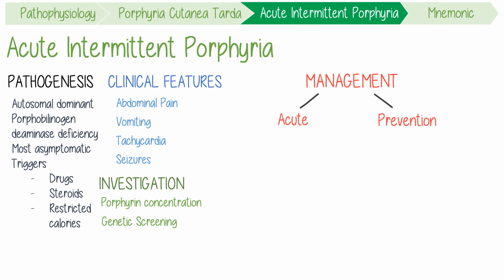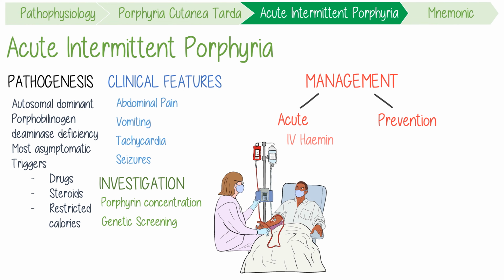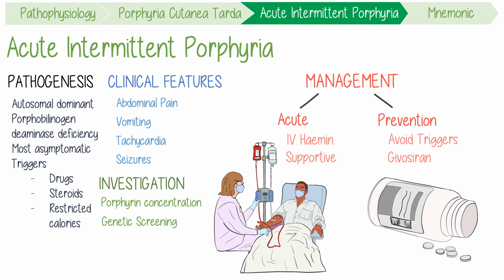Acutely, giving IV hemin decreases the production of the precursor that builds up in AIP. Otherwise, it's mostly supportive. To prevent future attacks, most patients just need to avoid triggers. However, givosiran is a new treatment available for severe cases. It's a long-acting RNA interfering therapeutic that decreases the production of the precursor.